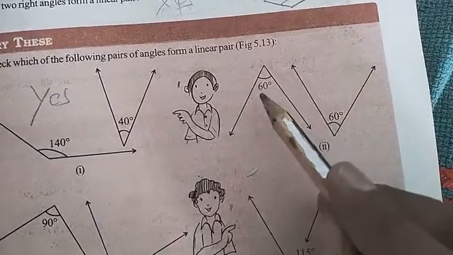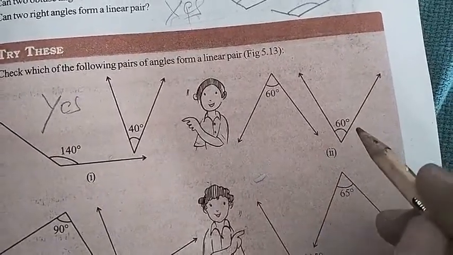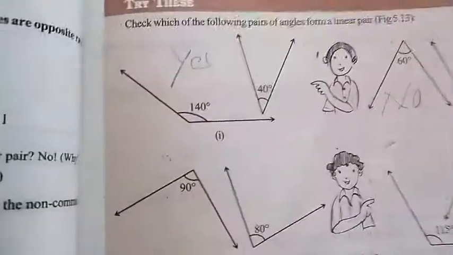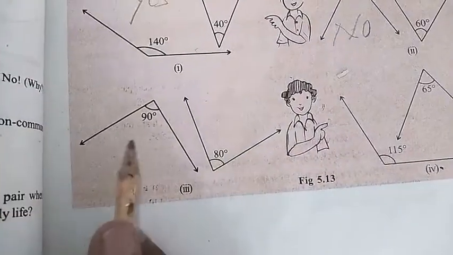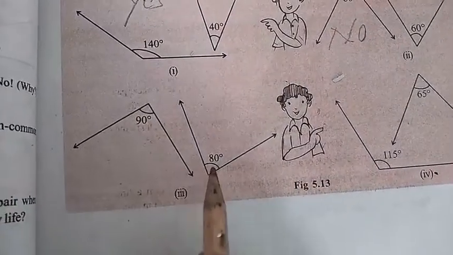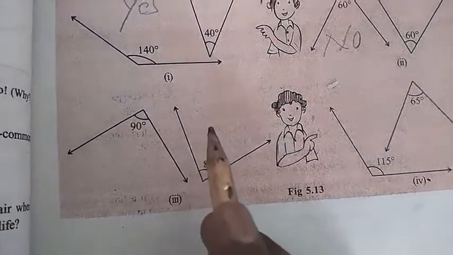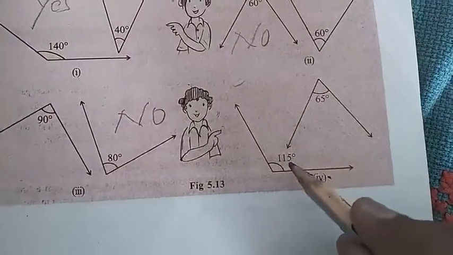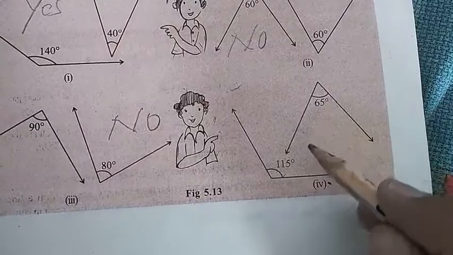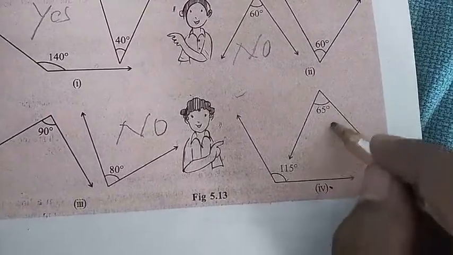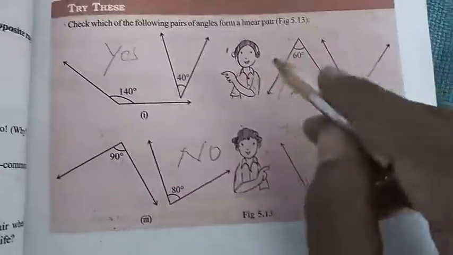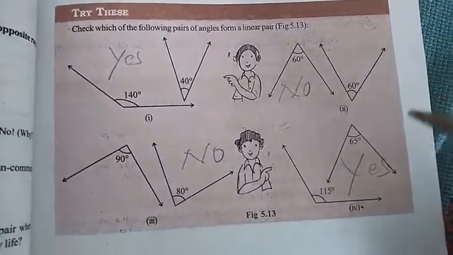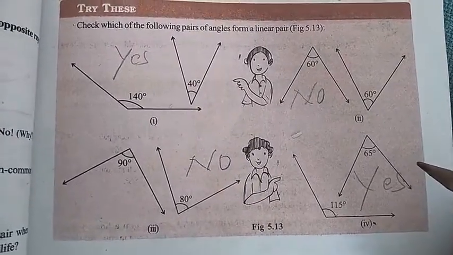Then see the second one. 60 plus 60 is 120. It is not a linear pair angle. No. Then see the third one. 90 plus 80 is 170. 170 is also not a linear pair. Now the next one is 115 plus 65. How much does it give? 180. So this is a linear pair angle. In the notebook you have to mark like this. I hope you understood. The remaining part we will see in the next period. Thank you for watching. Have a nice day.